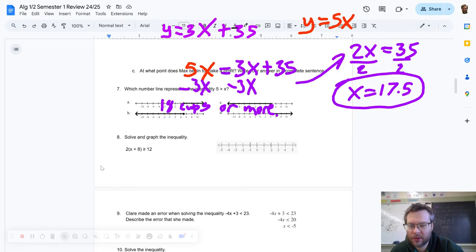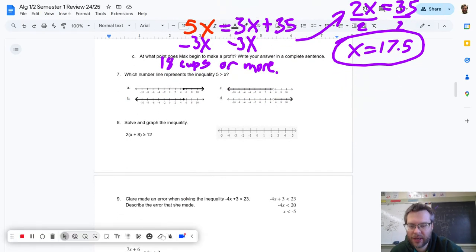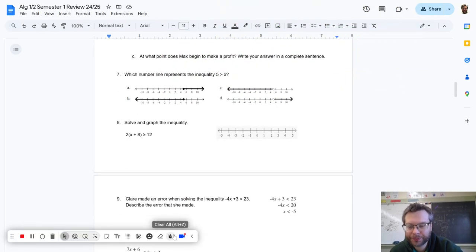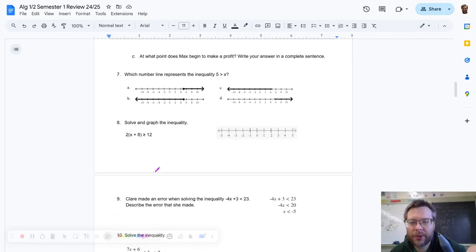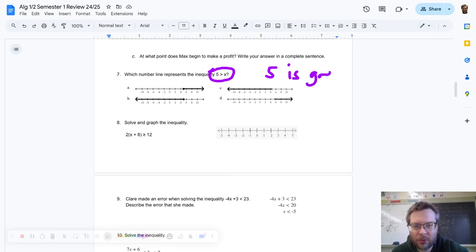All right, now we're doing some inequalities. We kind of just did an inequality. Which number line represents the inequality 5 is greater than x? These ones trip people up. What I want you to notice, just read it out in words. 5 is greater than x. And what x represents are all the solutions that you should color in on the number line.